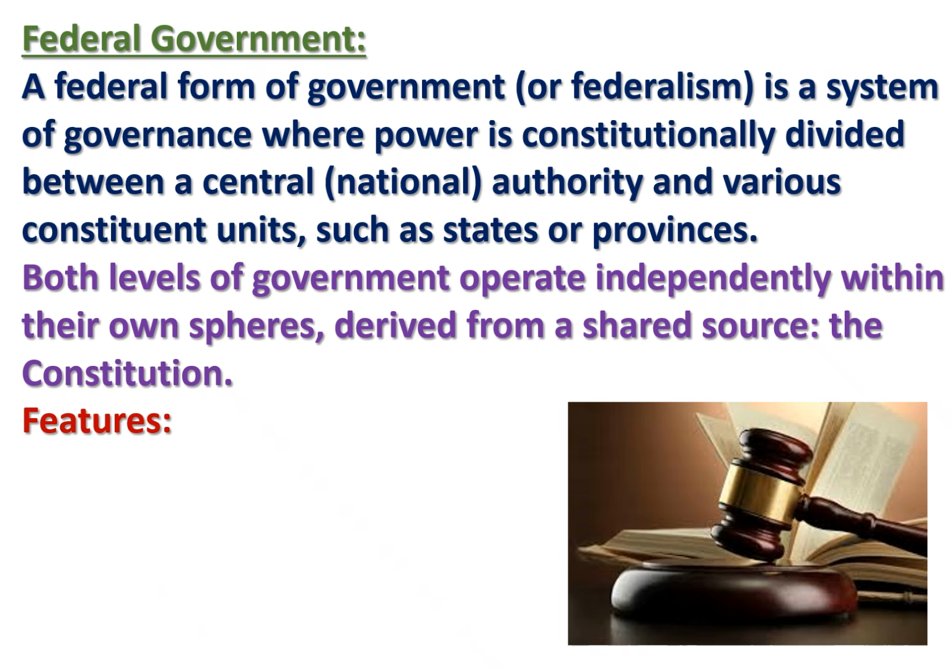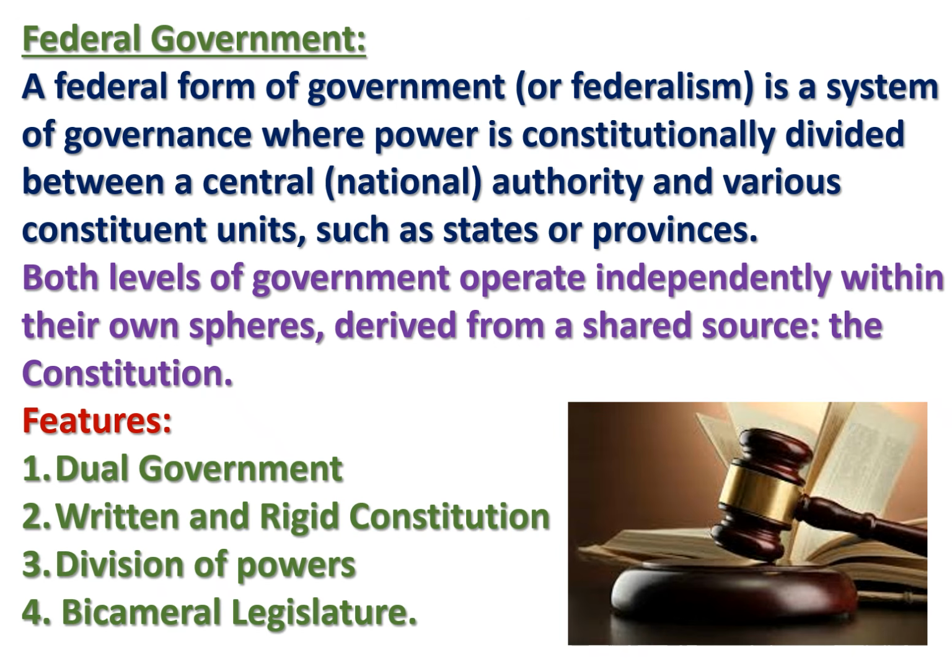What are the features of a federal government? Dual government, we discussed that: center and state. Second, a written and rigid constitution. The constitution must be written and it should be rigid. Third one is the division of powers. That means there is a constitutional division of power between the center and the state. And the fourth one, bicameral legislation. For example, in India we have Lok Sabha and Rajya Sabha. So two houses must be there in a parliament. So these are the features of a federal government.